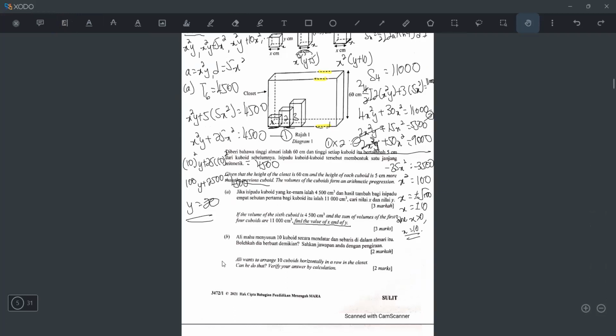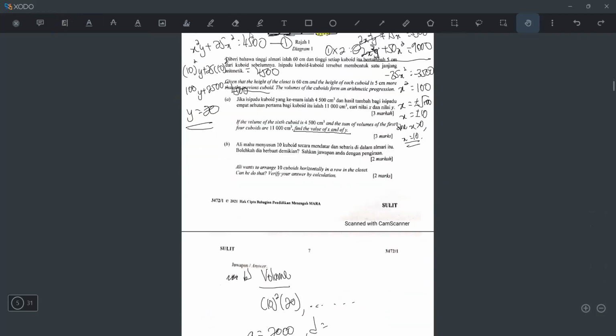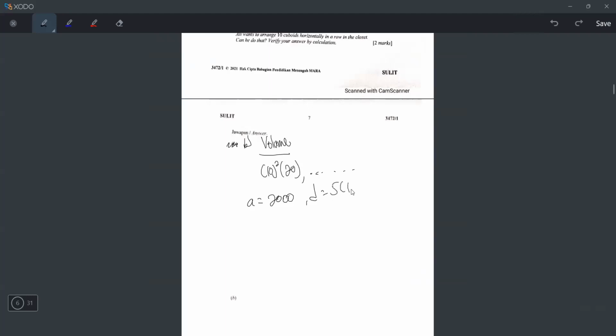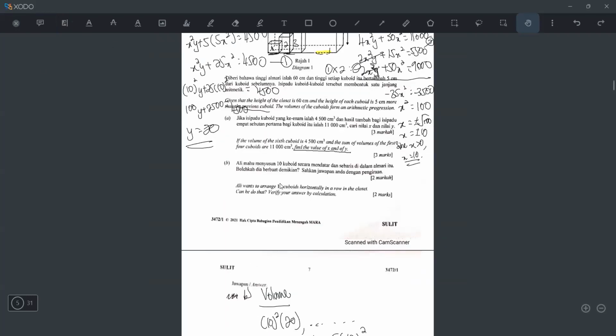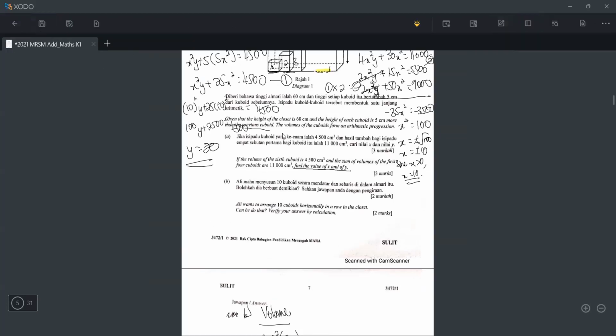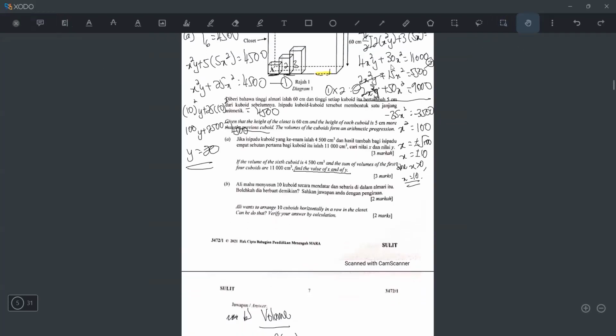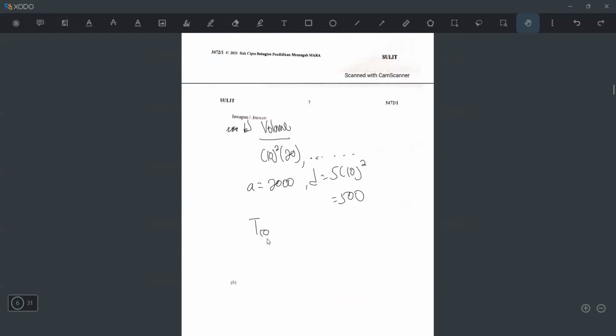So 5 times 10 squared, right? So it will be 5 times 10 squared, and it's 500, right? And I want the T10, remember? Because I want to know the 10th cuboid, what is the height of the 10th cuboid, right? So that I can know whether it's smaller than 60 or bigger than 60. But when you find T10 here, you're finding the volume, right? But it's okay. You can divide later to get back the height, right? So let's find the volume of the 10th cuboid first.